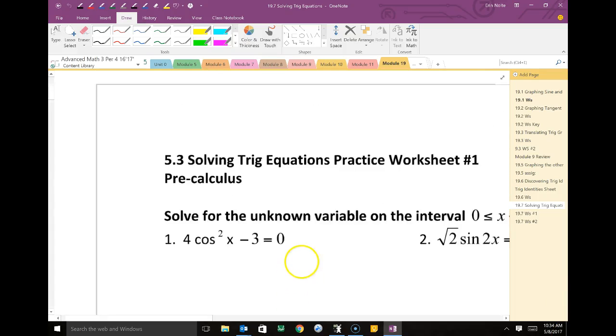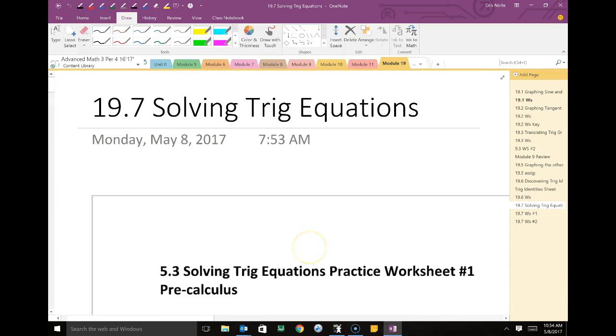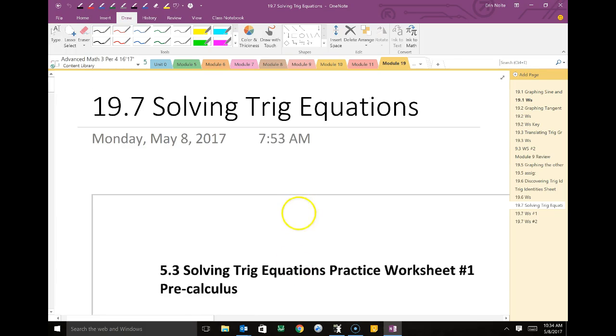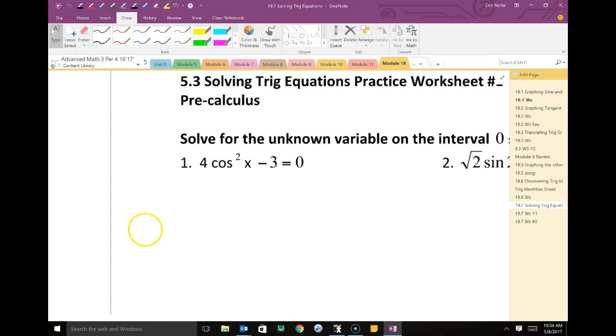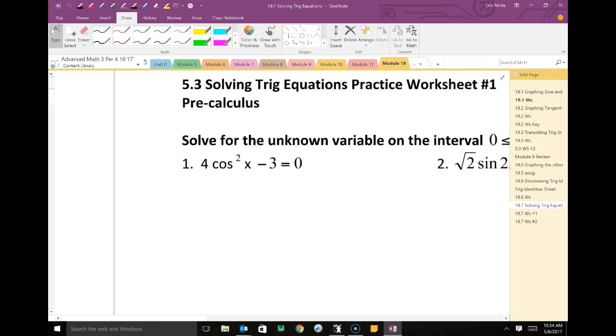Okay, so did everybody put that down? Solving trig equations, 19.7? Check. Okay, so here's the first example that I'm going to do. I'm just going to show this to you through examples.